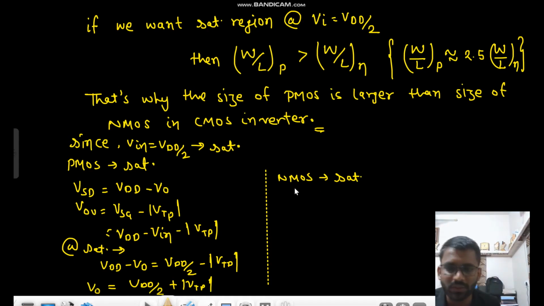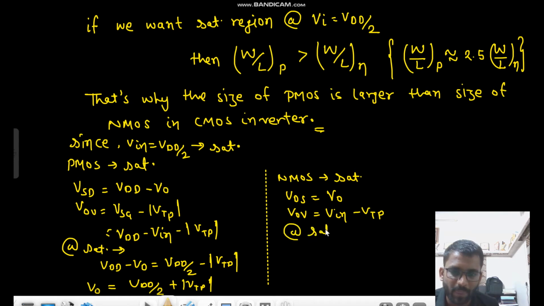And in case of NMOS, what is VDS? That is V naught. What is V overdrive? VGS minus VT. VGS is V in, so V overdrive is V in minus VTN. And at saturation, VDS would be equals to V in minus VTN. V in is VDD by 2, so V naught is VDD by 2 minus VTN. Okay. So this is the condition here and this is the condition here.